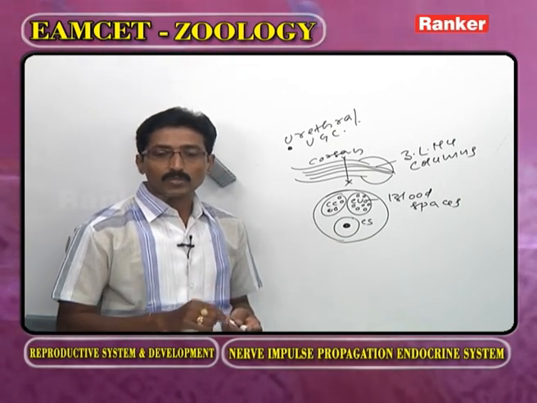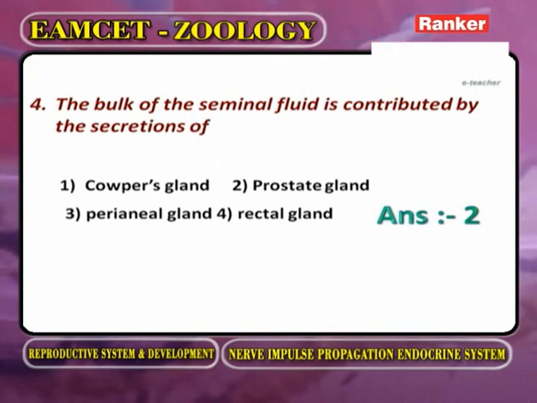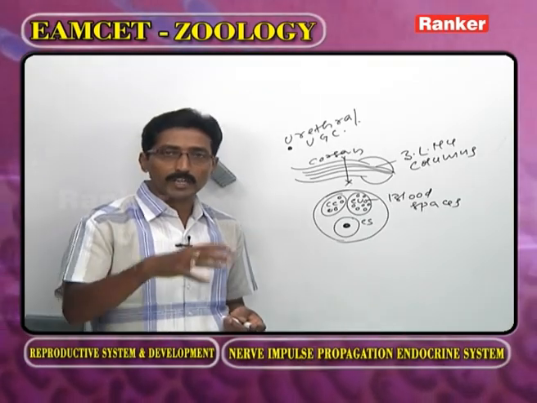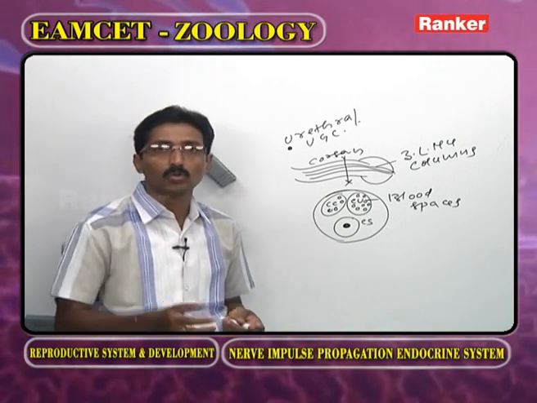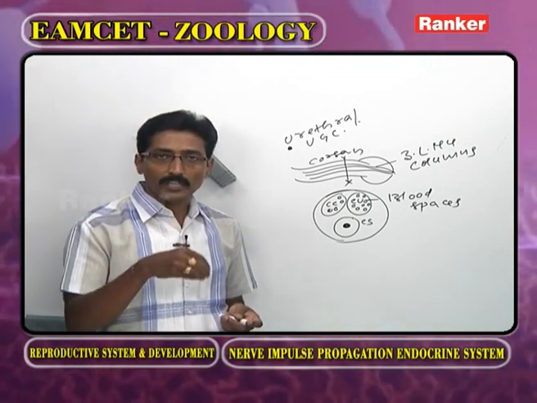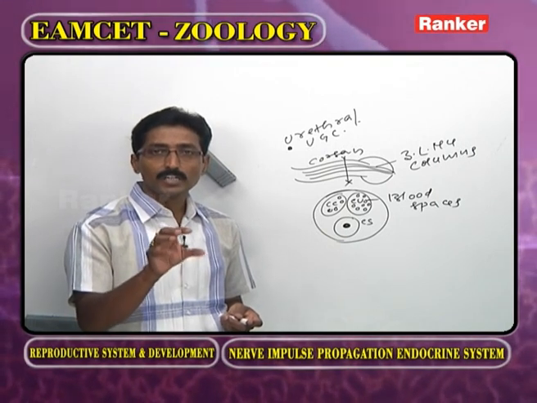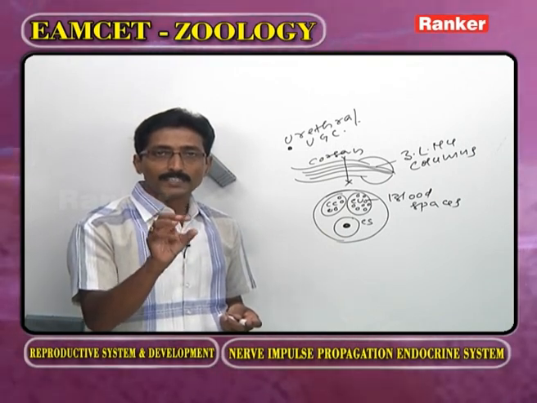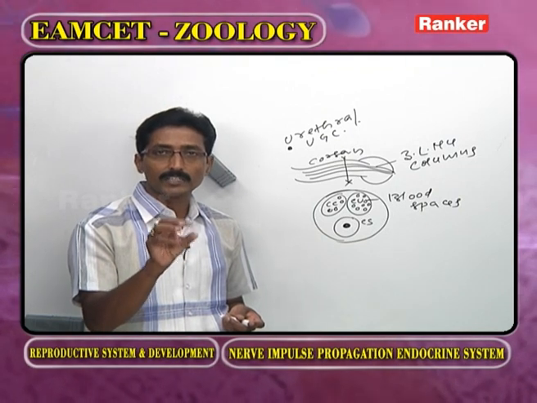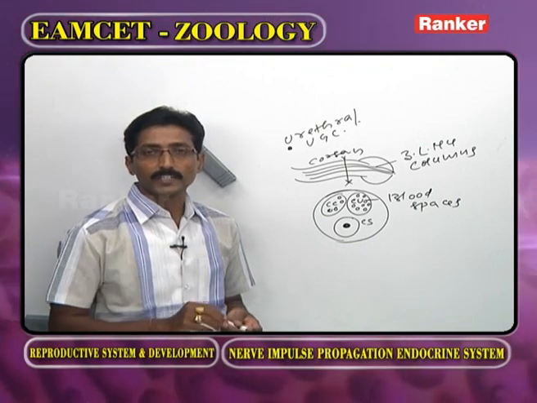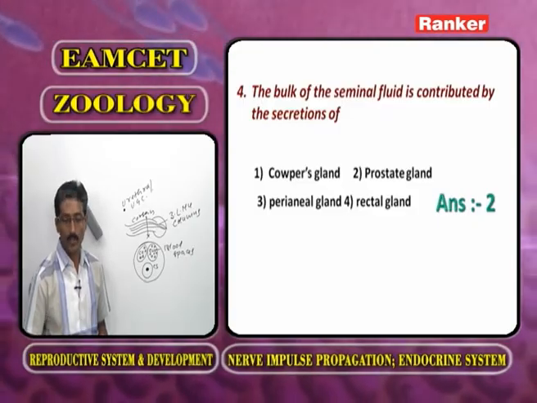Now here the question, bulk of seminal fluid. What is meant by bulk? More amount of seminal fluid comes out. For the formation of more and more amount of seminal fluid, the secretions of which accessory gland play an important role? The answer is the prostate gland. Now we go for the next question.